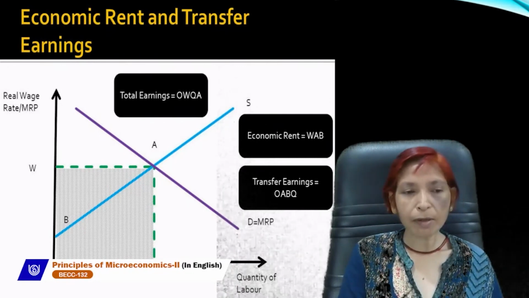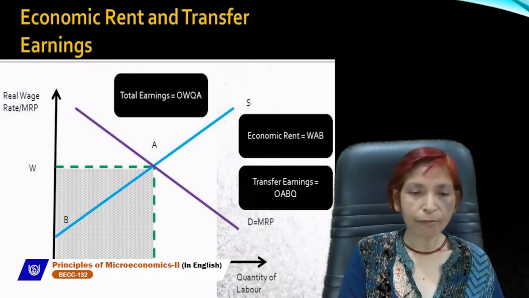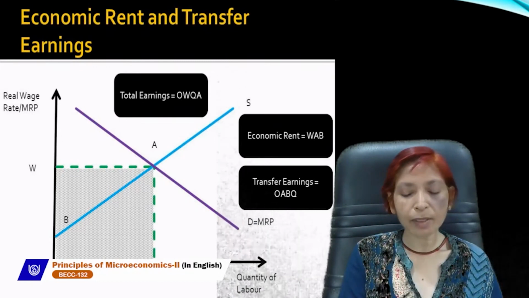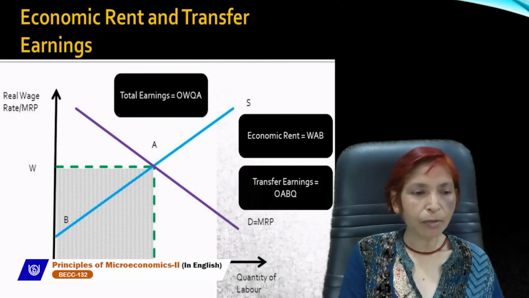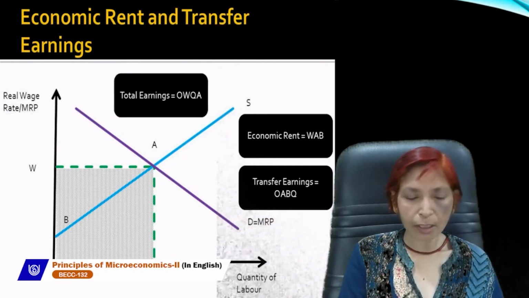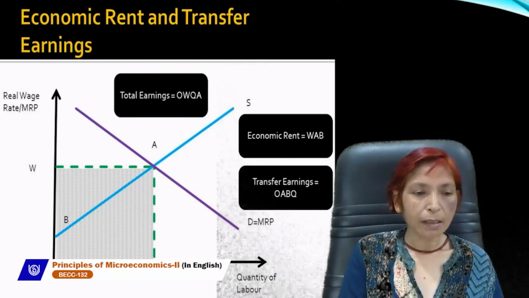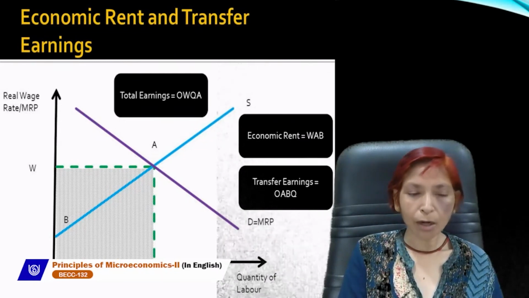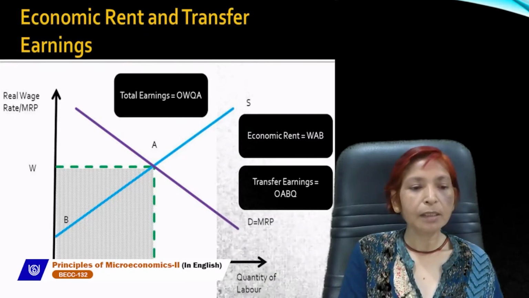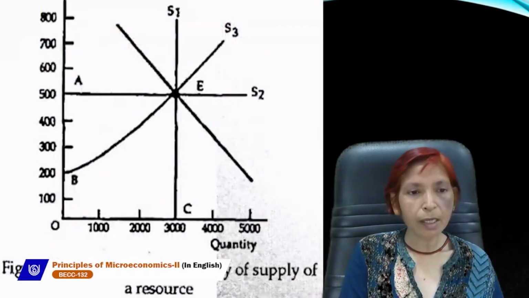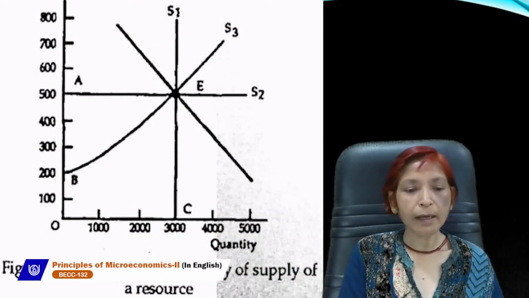In this case, the demand curve will be a downward sloping curve, and this blue line shows the supply curve, which is neither perfectly elastic nor perfectly inelastic. That's why this is an upward sloping curve, where both curves intersect each other. A point is determined, W is the real wage or equilibrium price, and OQ is the equilibrium quantity. The area B is showing economic rent, and the rest of the portion which lies below this is showing transfer earning. Next, we can show these three situations with a combined diagram.